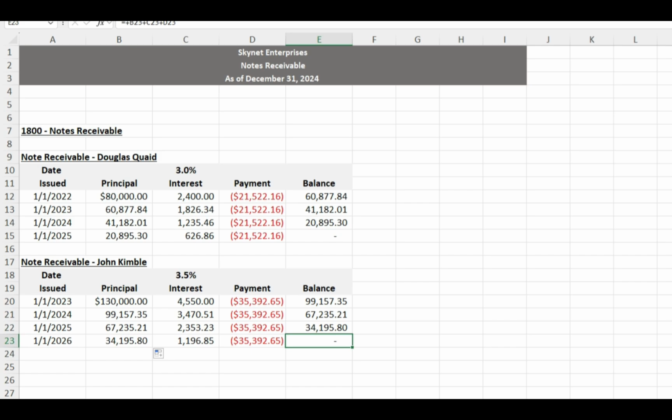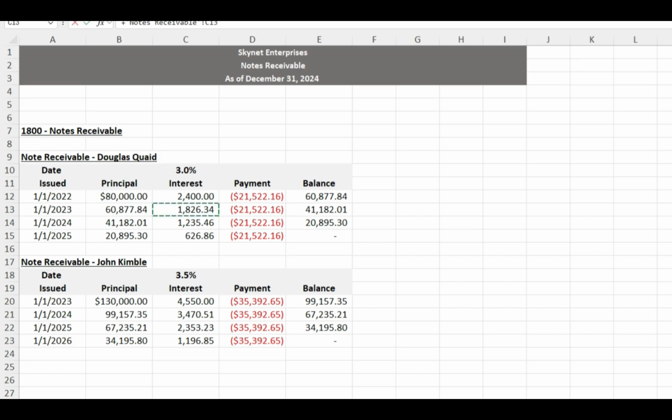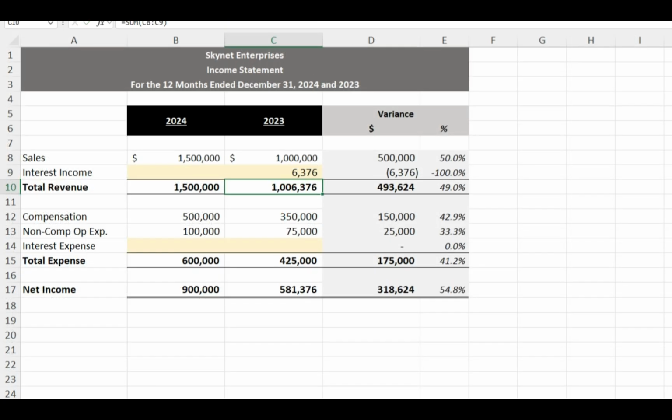So let's layer this now into the balance sheet and the income statement. We'll do the income statement first. For this example, let's grab how much interest income generated related to these notes receivable in 2023. Grab that number, and we'll grab that number. So based upon the 2 notes receivable that we issued for the shares of stock that they purchased, we're going to generate $6,376 of interest income.